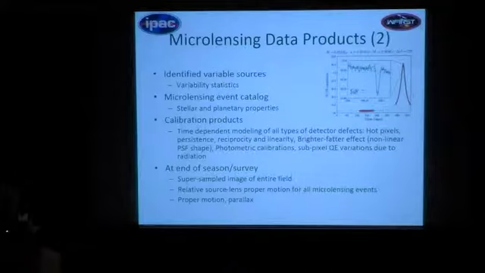And we're working to figure out how those actually get fed back into the main pipeline so everyone gets the best calibration possible. Here's a list of things that the team is worried about. And then there'll be products that you can only generate when you get to the end of a season, that is the 60 or 70 days of the galactic bulge, or even at the end of the survey. So super sampled images of the entire field, relative source lens proper motion, and parallax.